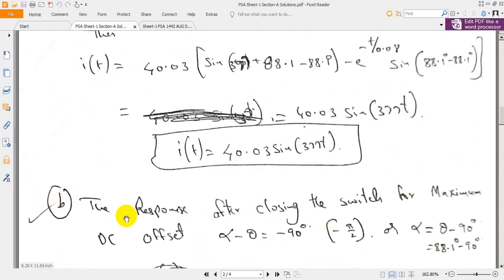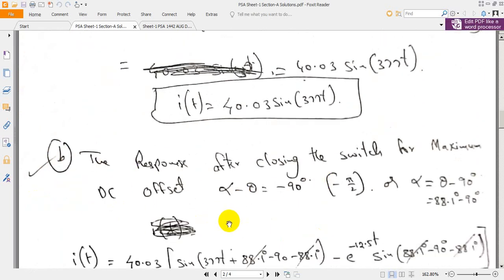Then part B, the response after closing the switch for maximum DC offset: alpha minus theta is equal to minus 90 degrees, that is, minus pi by 2.